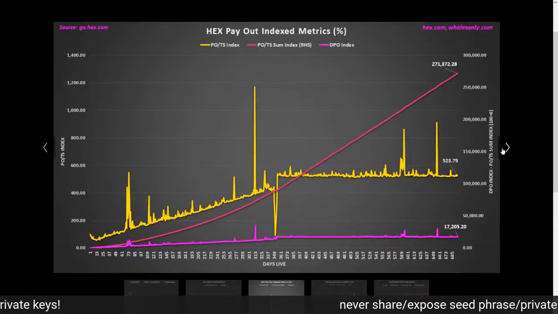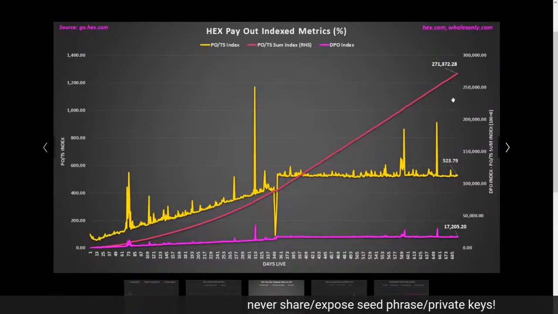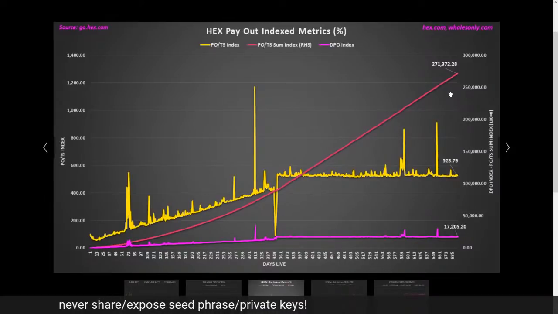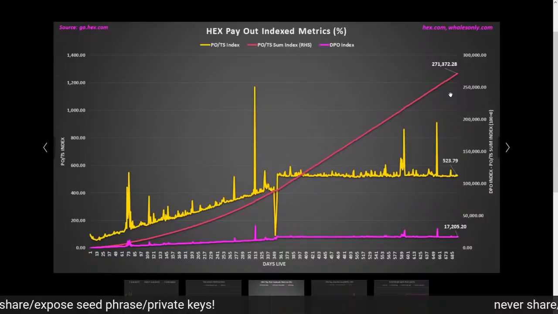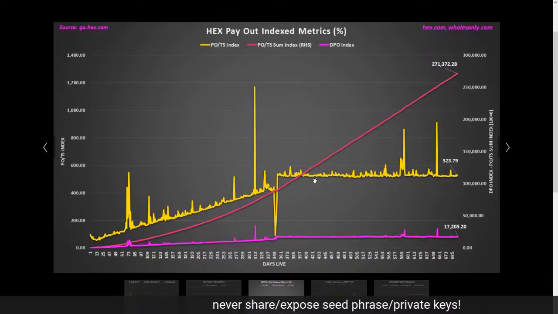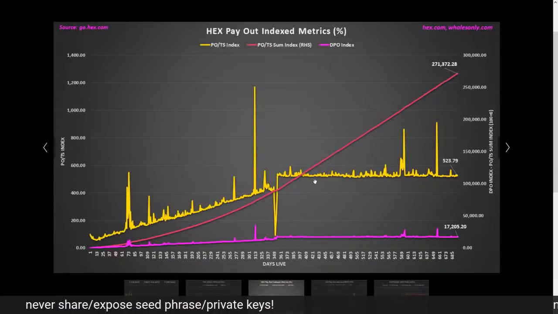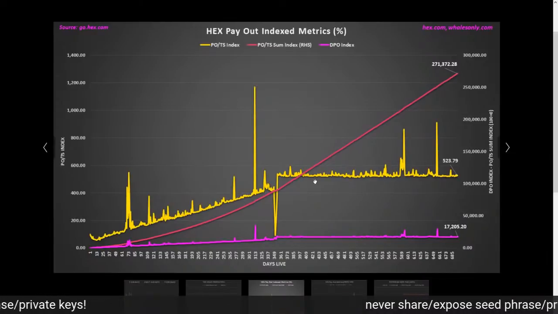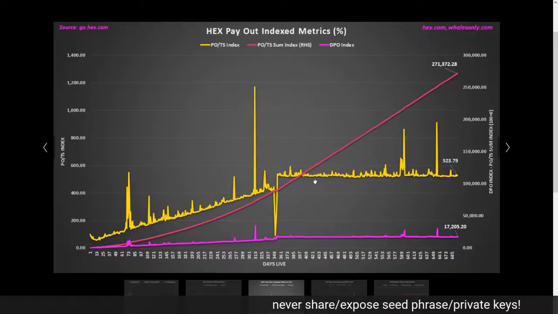So, Hex payout index metrics. Now, this is 271% to the staker class since day one. What do you think institutions are going to do when they find this quality of consistency, which is something that's unseen before, right? What and why, right? Because that's important.